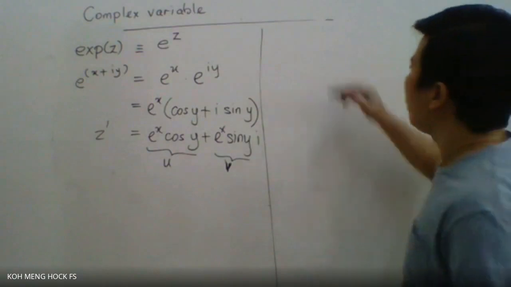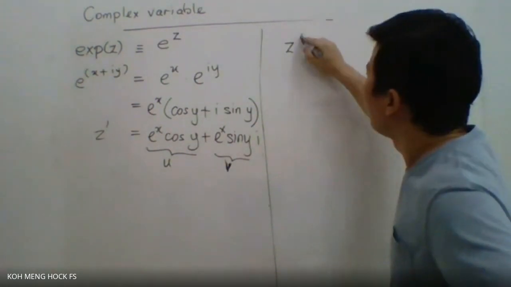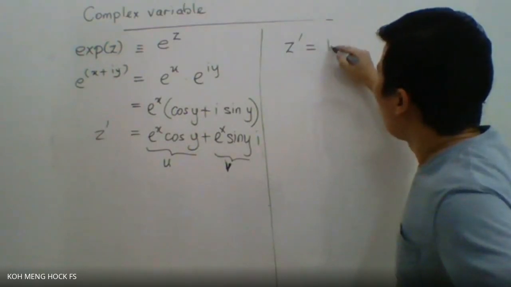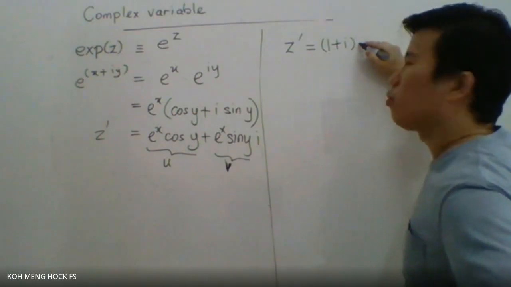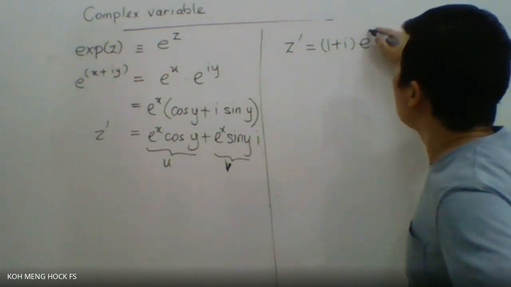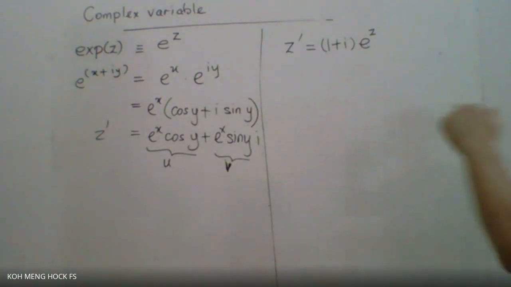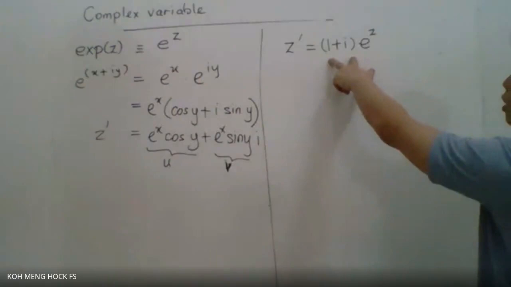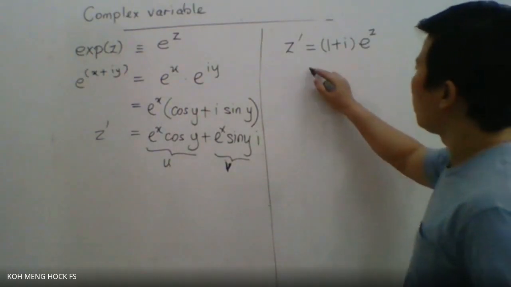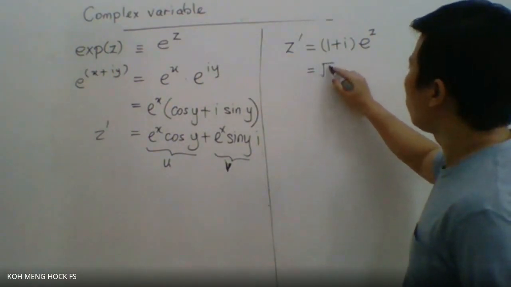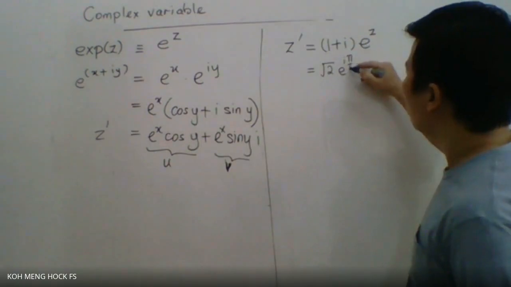How about something like this? Let's call z prime. z prime equals 1 plus i. Exponential z, z prime exponential z. So here, kita ingat tak, kita kata boleh tukar kepada polar form, right? So this one is going to be equal to square root of 2 e to the i pi over 4.